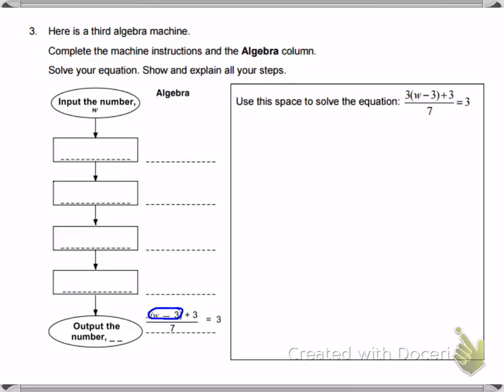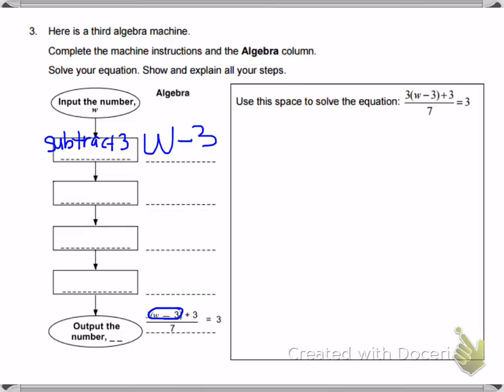And I'm going to look right here in the parentheses. Well, the very first thing that happened to the w was that we subtracted 3. So in the first box, I'm going to write subtract 3. That was my first step.